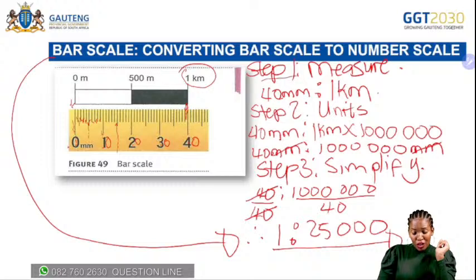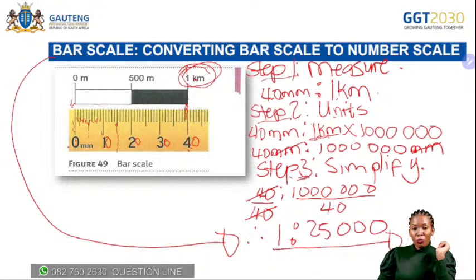Step number 1, you measure your bar scale. We measured our bar scale, and we realized that 1 kilometer on the bar scale here represents 40 millimeters. And then step number 2, we wanted to change the units. So we've got 40 millimeters is to 1 kilometer. How do we convert kilometers to millimeters? We multiply by a million. So 1 multiplied by a million gave us 1 million millimeters. The units were the same. We are happy. We move on to step number 3.